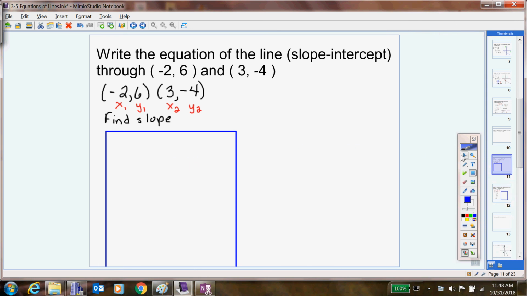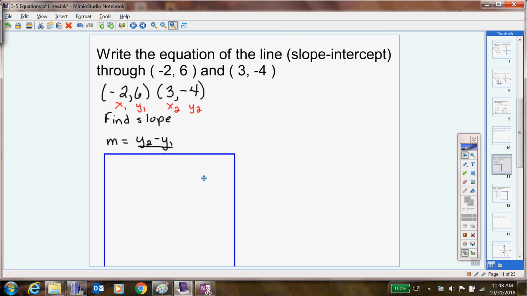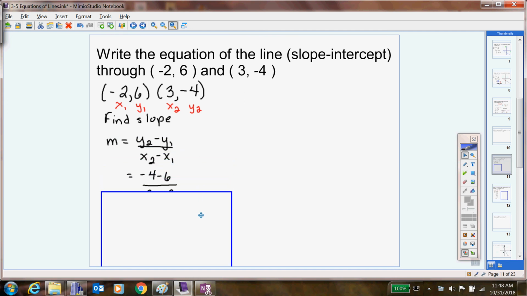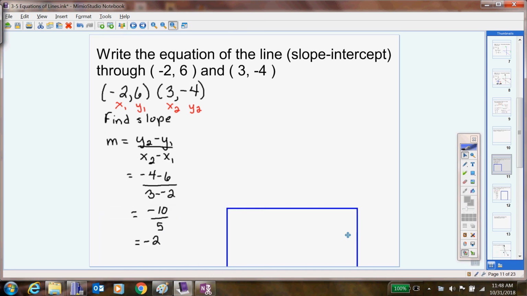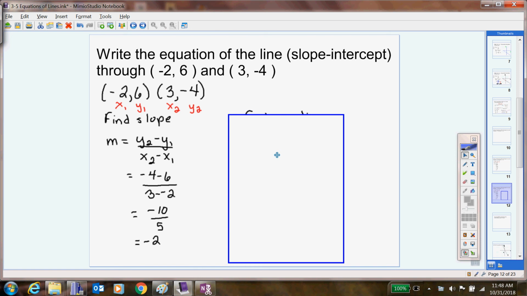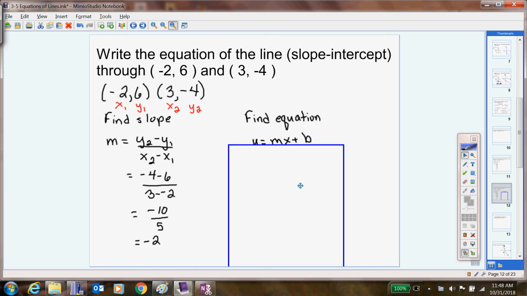Don't forget, when you do the slope with x1, y1, x2, y2, just like we said yesterday, plugging it into the formula, -4 minus 6 over 3 minus -2. Don't forget, minus negative turns into a positive. And so we get -2 for our overall slope. Then we need to plug it back in to y equals mx plus b in order to find b again.